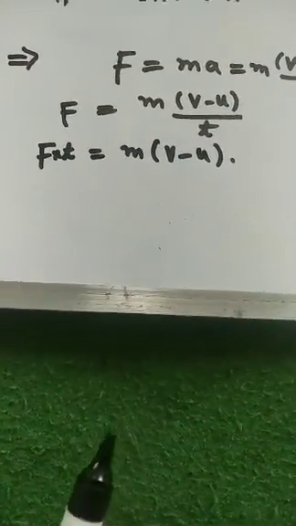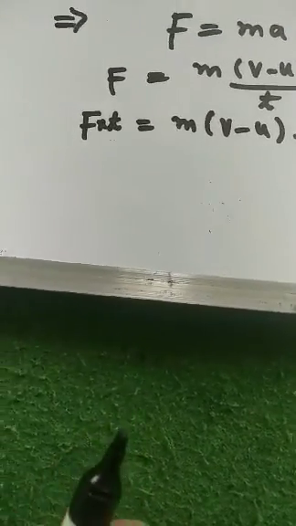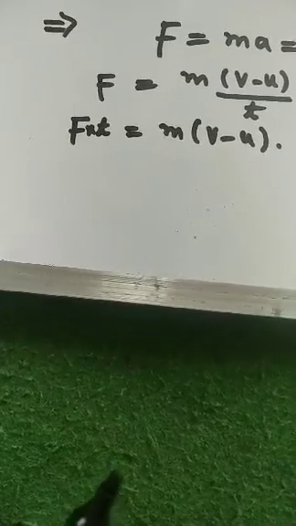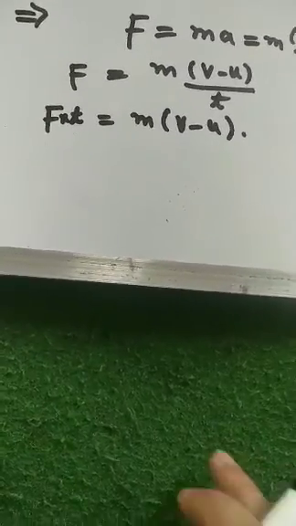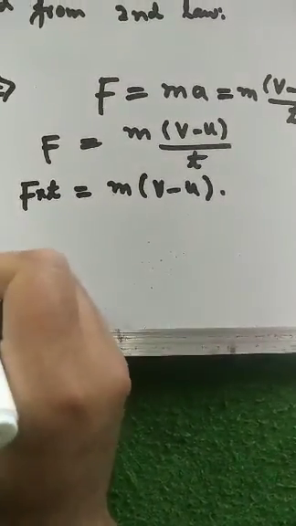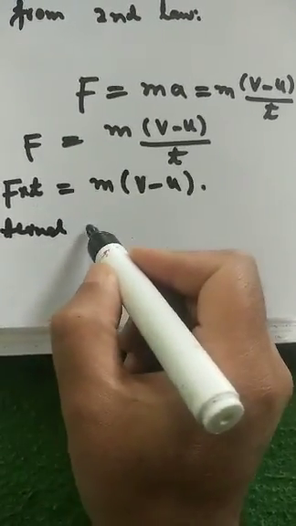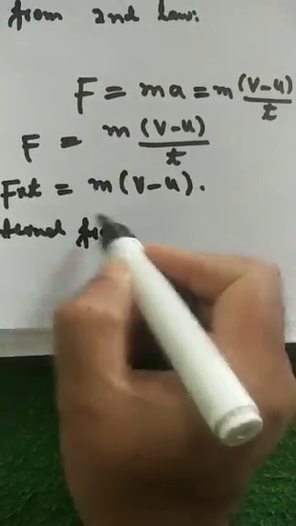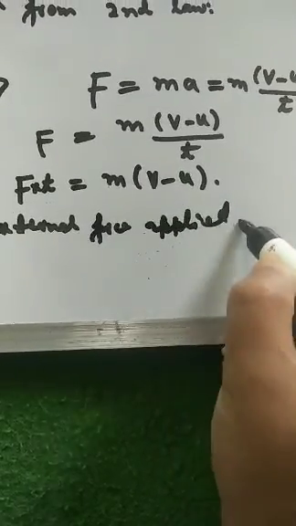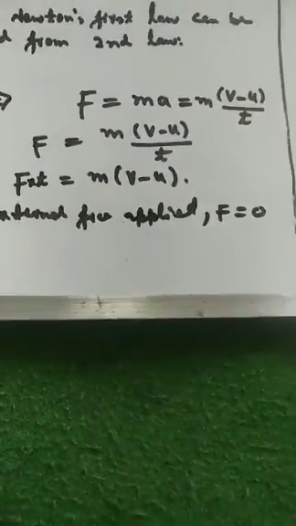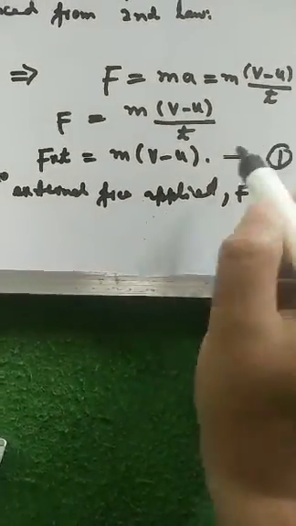Okay, now we will recall Newton's first law of motion. A body at rest remains at rest, and if it is in motion it remains in motion until no force is applied on the body. It means that there is no external force. When no external force is applied, this means that F is equal to 0. We will call this equation 1.